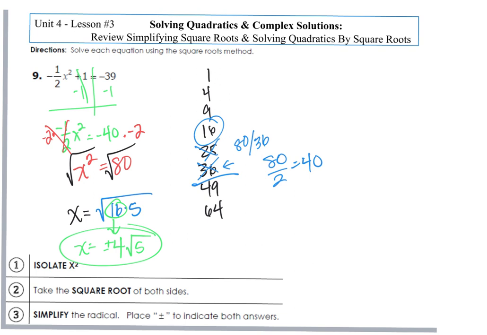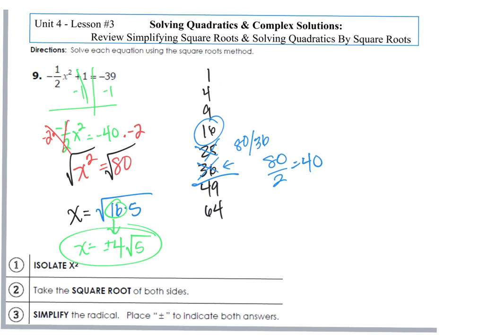So again, this method only works when there is no x term. Okay, there's an x squared, and then there's constants. And then when that happens, we get x squared on one side of the equal sign, constants on the opposite, take the square root of both sides.